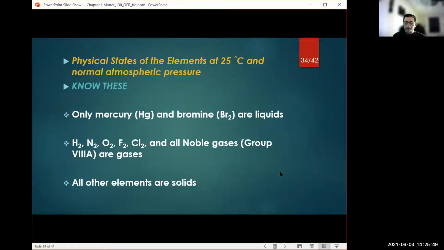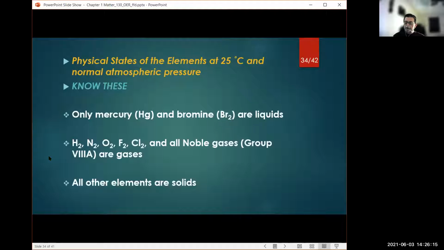Now we have hydrogen and 2. Remember, these are diatomic. I talked about that as subscript. Diatomic elements: hydrogen, nitrogen, oxygen, fluorine, and chlorine. So that's 1, 2, 3, 4, 5 of these diatomic elements, plus what is called noble gases.